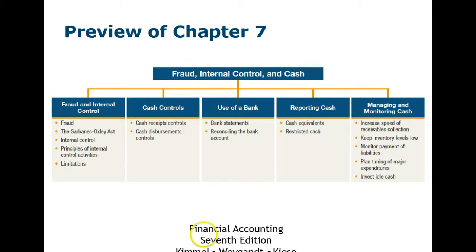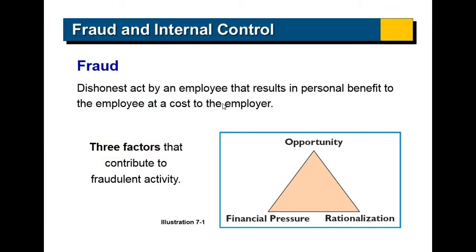So as we start, what we're going to talk about relates to fraud and why it's important to have internal controls in place, to have systems in place to protect the assets of a company. And what types of controls can be in place to help eliminate fraud. What is fraud? It's a dishonest act by an employee that results in a personal benefit or gain to the employee at the detriment of the employer. This is the fraud triangle here. There are 3 factors that contribute to fraud. All 3 of these have to be present in order for fraud to occur.